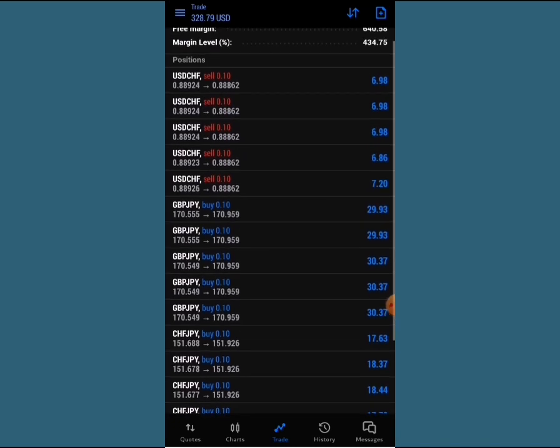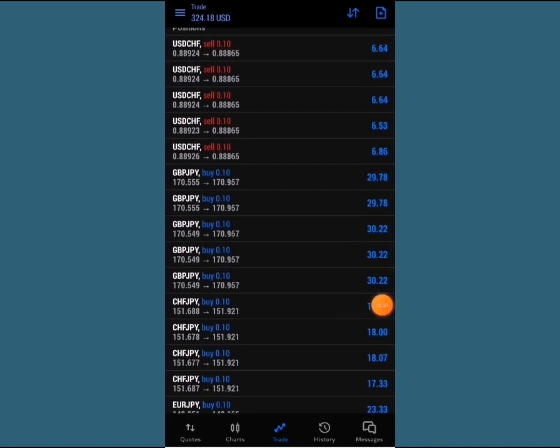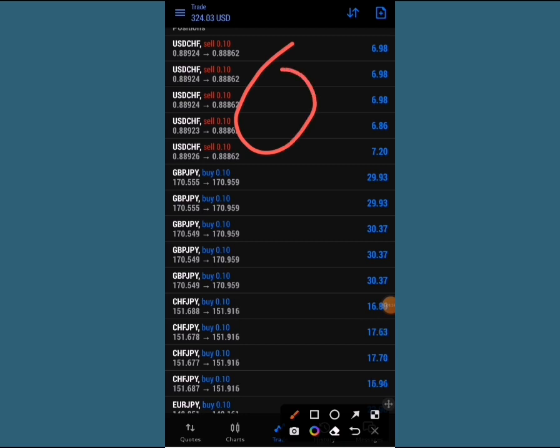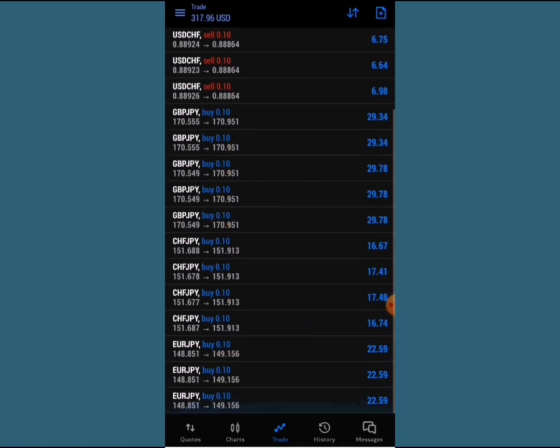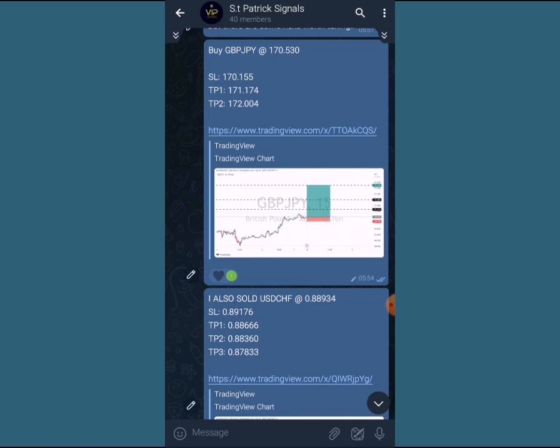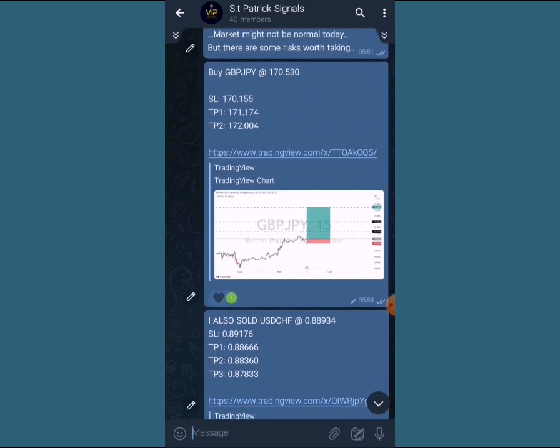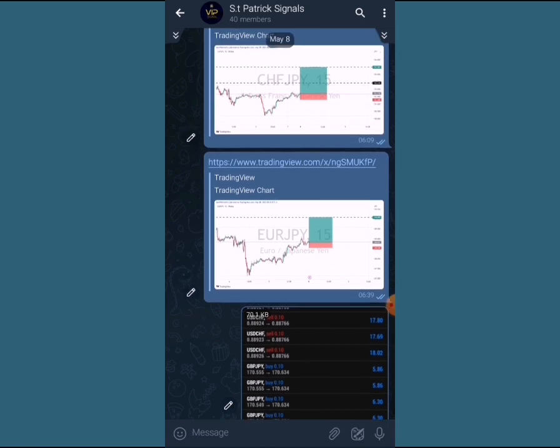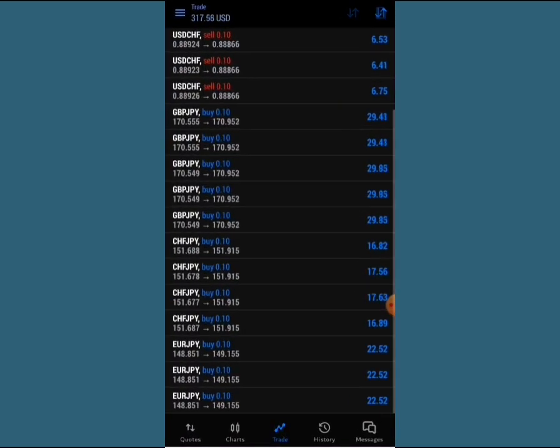Okay, so looking at these trades, it's about 4 signals. Let me just show you so that we go through them at the same time. You have USDCHF, you have GBPJPY, you have CHFJPY, and right at the end you have EURJPY. These are the signals that I have shared in my signal channel for today: GBPJPY, USDCHF, CHFJPY, and EURJPY. So the question is, how did I find these entries?